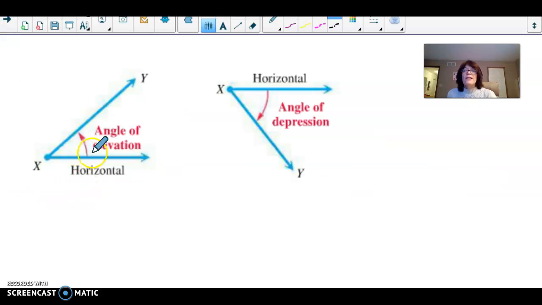Here's the difference between angle of elevation and the angle of depression. I know you've seen these before, but the angle of depression is the negative angle coming from the horizontal.